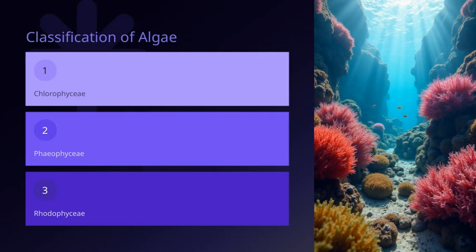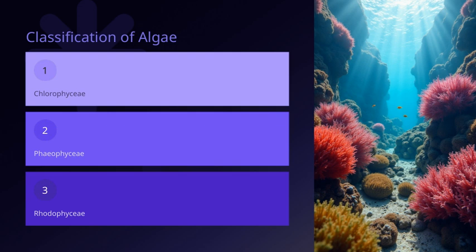Now, moving on to the classification of algae, we see that it is divided into three main groups. First, we have the Rhodophyceae, which are commonly known as red algae. These are important for their unique pigments and their role in marine ecosystems. Next, we have the Phaeophyceae, or brown algae, which include kelps and are crucial as habitat creators in ocean environments. Lastly, the Chlorophyceae, also called green algae, are quite diverse and closely related to land plants.